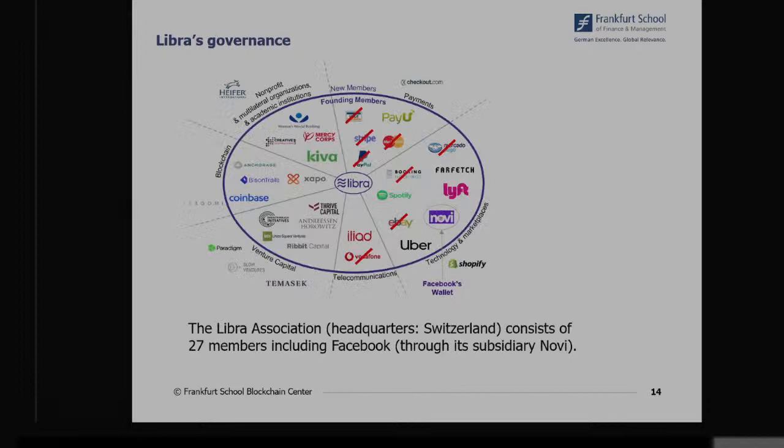Okay, so let's again come back to the Libra Association. This is the association behind the project. It's headquartered in Switzerland and consists of 27 members, including Facebook through its subsidiary Novi. So this indicates that this project has been initiated by Facebook through its Novi company here, but you also see in the picture that it's not just Facebook. So it's 26 other members, and this includes, for example, Lyft, Spotify, Uber, so really companies all of you know, but also other payment companies, non-profit companies, blockchain companies, venture capital companies, also from the telecommunication sectors. So you see there are lots of different parties from different sectors which support the project and which really govern the project here.